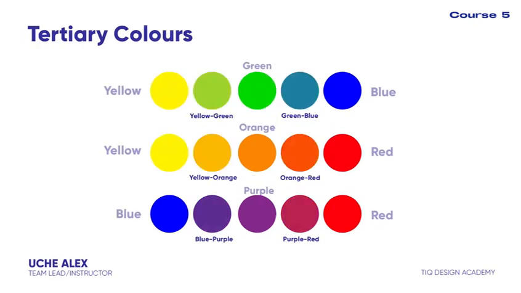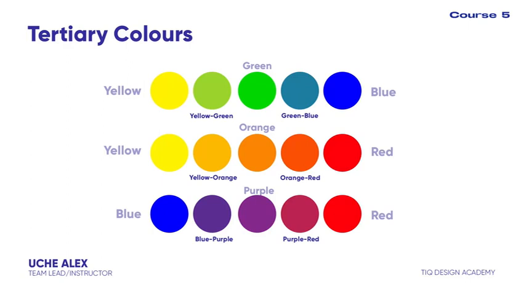Then we have tertiary colors. Tertiary colors are derived by mixing primary and secondary colors. Here we have six tertiary colors, and these colors, starting from the top, are yellow green, green blue, the next line, yellow orange, orange red, and the bottom is blue purple and purple red.